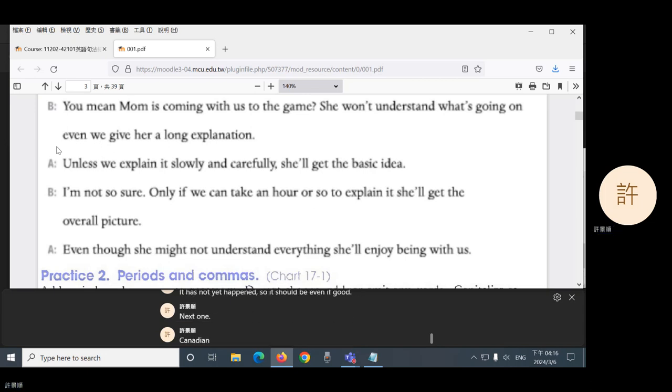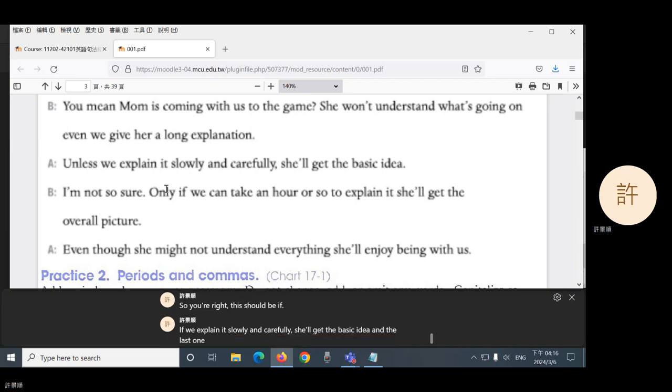Hi. Did you find the mistake in the next one? Unless? Good, correct. The mistake is here. It's not unless. Right, look at the logic. We explain it slowly and carefully. She will get the basic idea. So you're right. This should be if. If we explain it slowly and carefully, she'll get the basic idea.